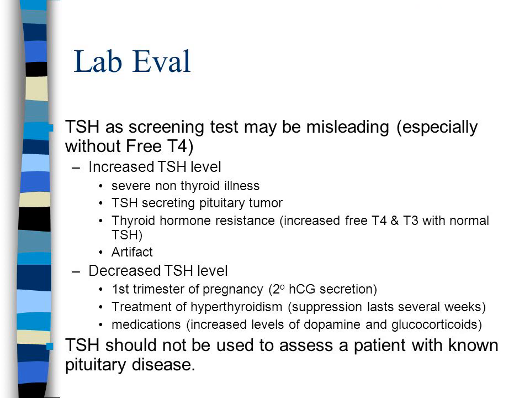Increased TSH level: severe non-thyroid illness, TSH secreting pituitary tumor, thyroid hormone resistance, increased free T4 and T3 with normal TSH, artifact. Decreased TSH level: first trimester of pregnancy, hCG secretion, treatment of hyperthyroidism, where suppression lasts several weeks. Medications: increased levels of dopamine and glucocorticoids. TSH should not be used to assess a patient with known pituitary disease.